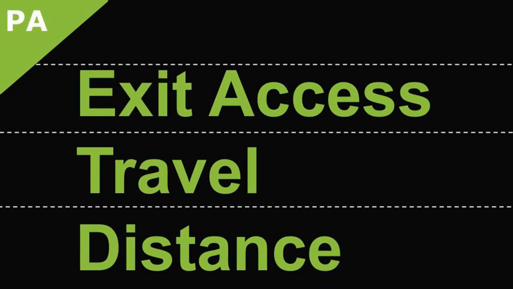Exit access travel distance. Exit access travel distance is the travel distance within the exit access portion of the means of egress system. This requirement is defined in Chapter 10, Means of Egress, Section 1017, Exit Access Travel Distance.